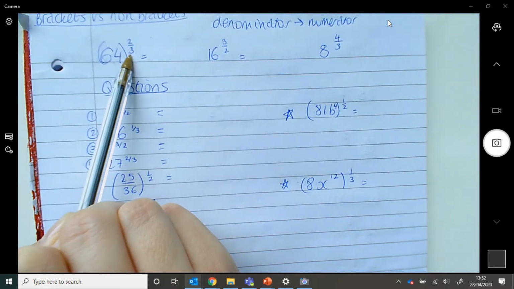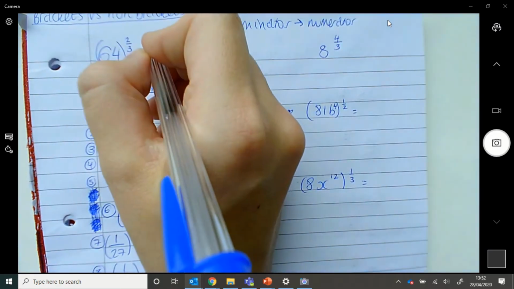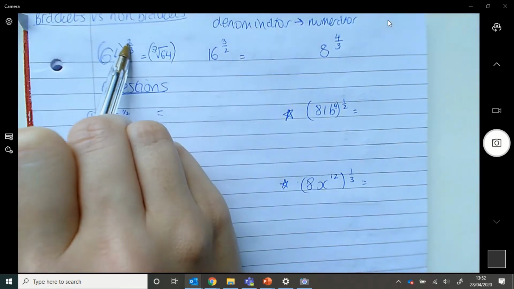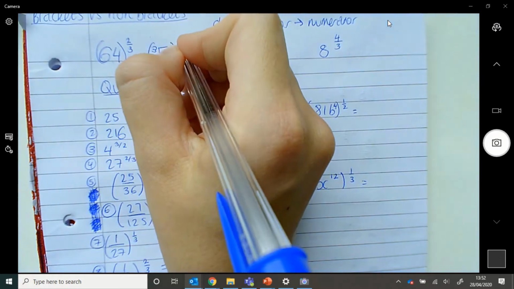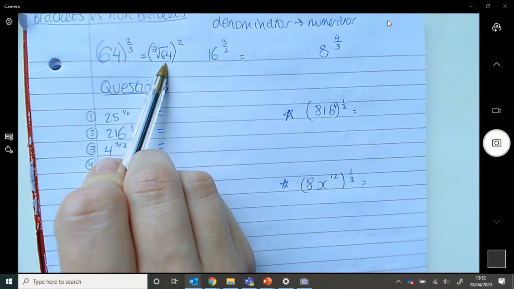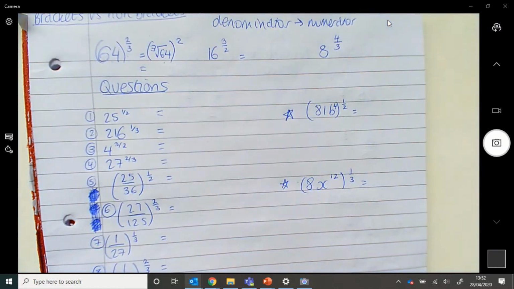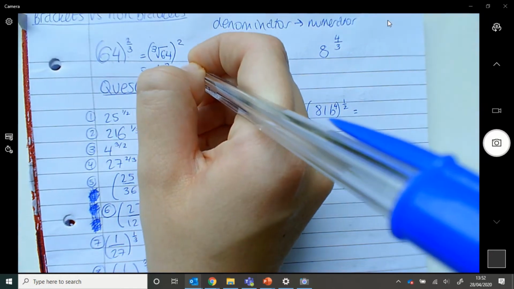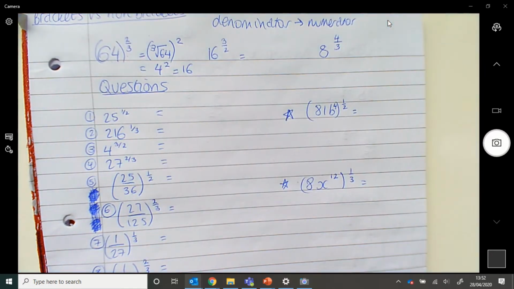So that denominator is telling me to cube root 64. So I'm going to cube root 64, but I've still got that power of 2 in the numerator, which means squared. So I'm going to cube root 64 first, and then whatever I get as my answer, I'm going to square it. Cube root of 64 is 4, and I'm being asked to square 4, which is 16.